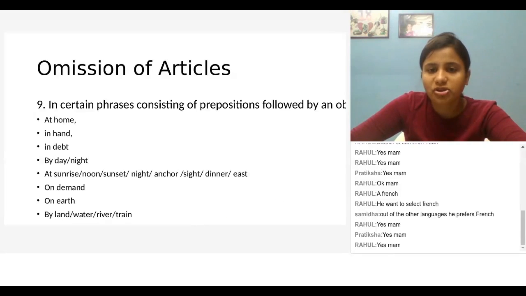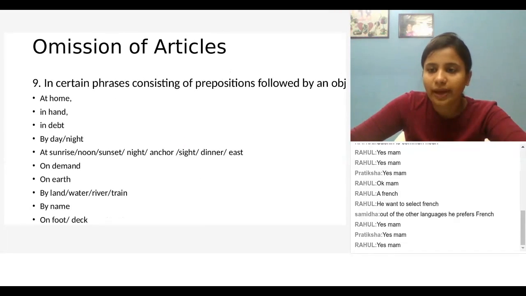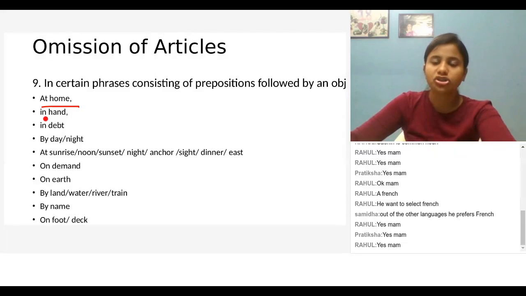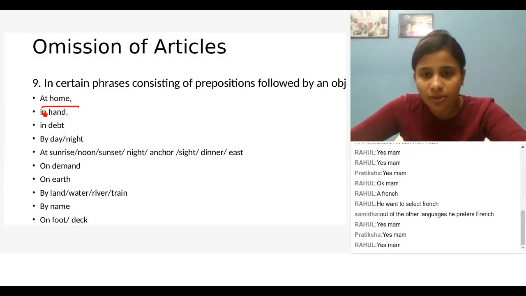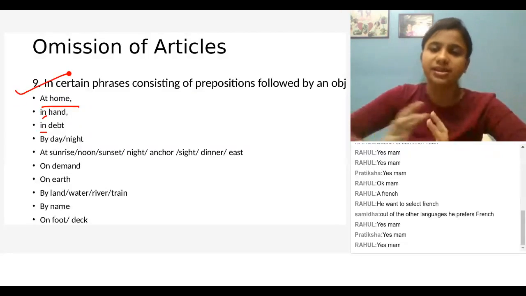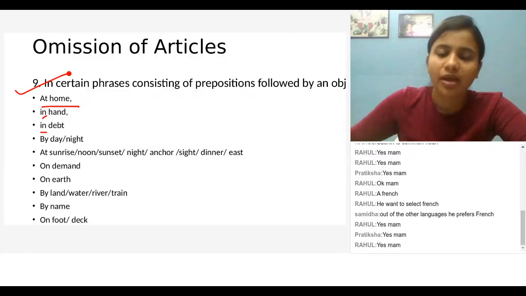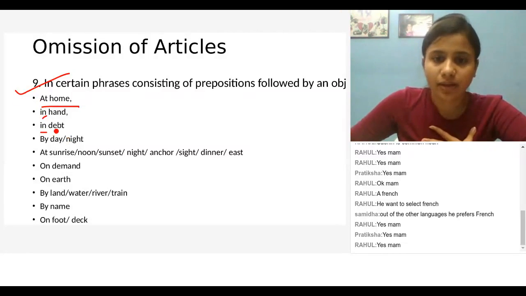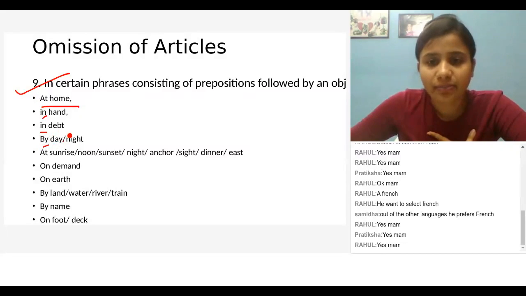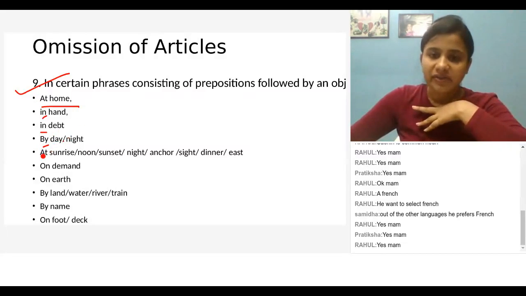Now omission of articles. Whenever there are certain prepositions which are followed by an object or a noun. So at home: she is at home, not she is at the home or she's at a home. In hand, in debt. Now these are all phrases, words that you use in English. How much cash do you have in hand? Or I am in debt. By day or by night; by a day, by the night, it is never said like this.